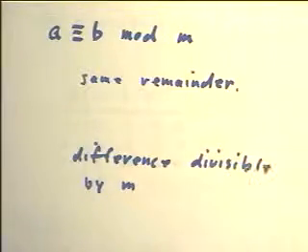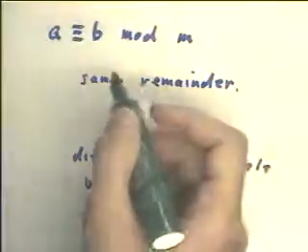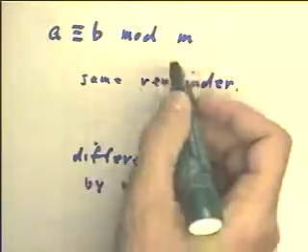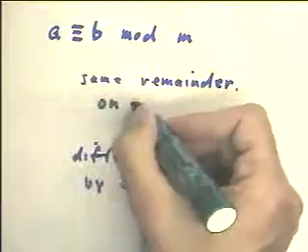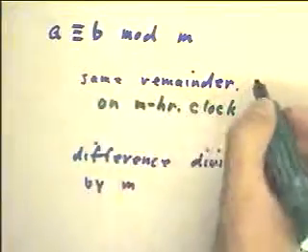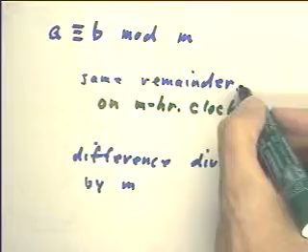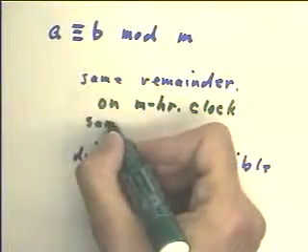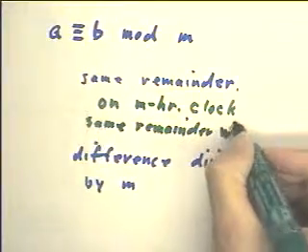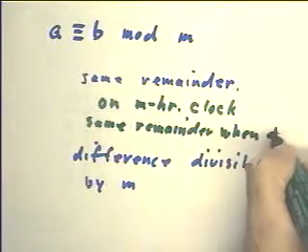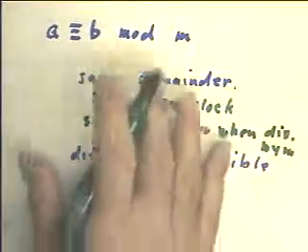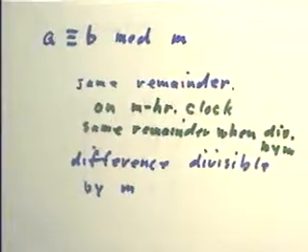I'll quickly note, before we go on to the more abstract operations, that to say that A is congruent to B mod M is to say that they have the same remainder on a clock. Okay, so same remainder on an M-hour clock, or they read the same on the M-hour clock. They have the same remainder when divided by M. And that's what we're going to mean by A congruent to B mod M.